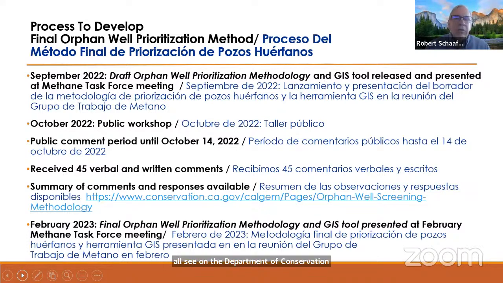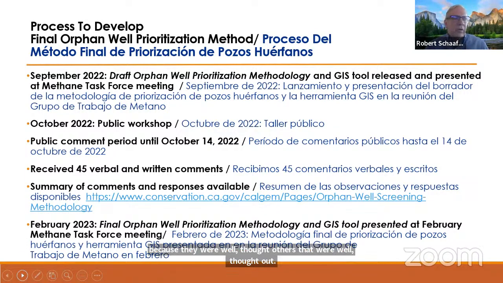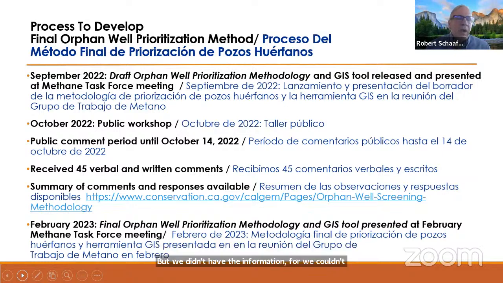With those comments, we went through all of them, and many of them we added to our prioritization method because they were well thought out. Others that were well thought out, but we didn't have the information for, we couldn't include. And some we looked at and we said, okay, well, they make sense, but not necessarily for this program. And with all that information, in February of this year, we put out our final orphan well prioritization methodology.